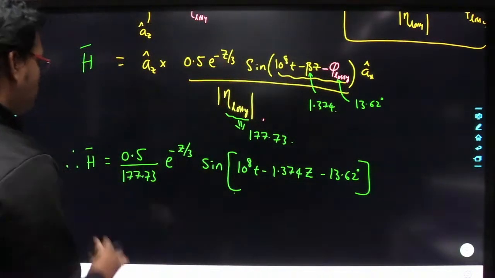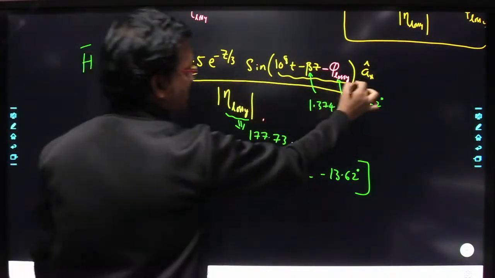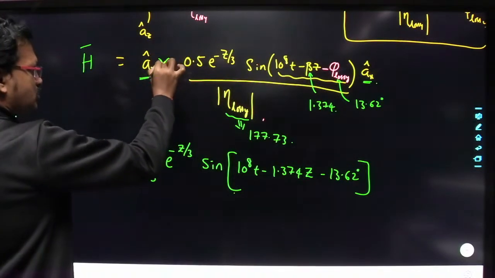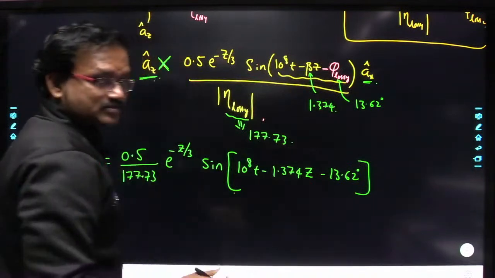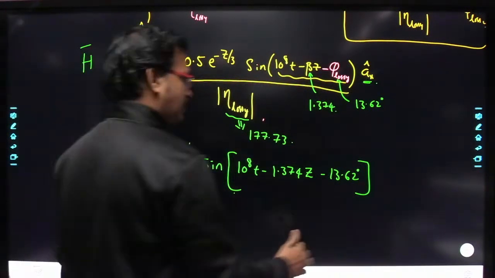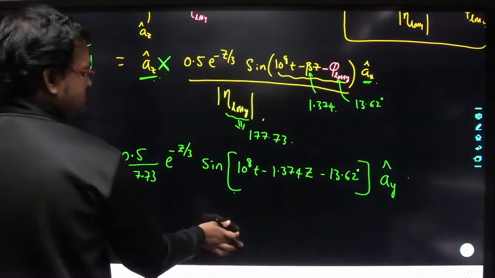Next, you have to write the direction. Here you have AZ cap and here you have AX cap, so you are doing the cross product. AZ cap cross AX cap is nothing but AY cap. So this is the H field here.